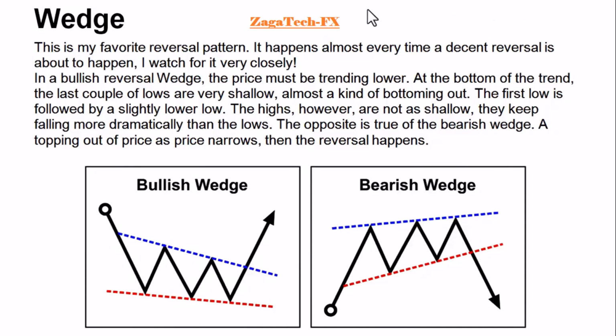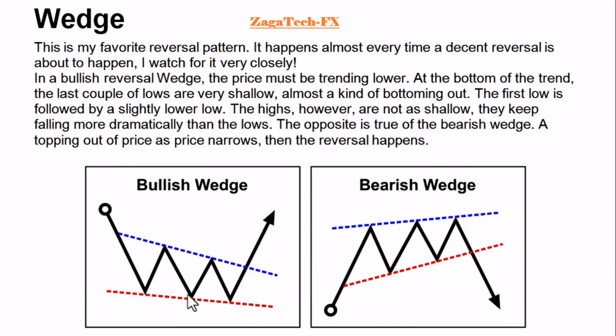So when you talk about the bullish wedge, price is trending lower. At the bottom of the trend, the last couple of lows are shallow. This couple of support areas are very shallow. Price is finding it difficult to break out of this zone. It just takes out the liquidity from this zone and goes back up. It takes out the liquidity of this zone and goes back up. We're almost trying to bottom out these lows.